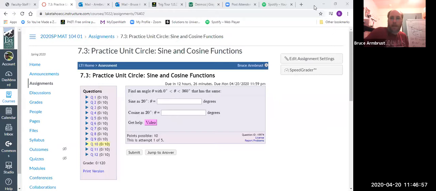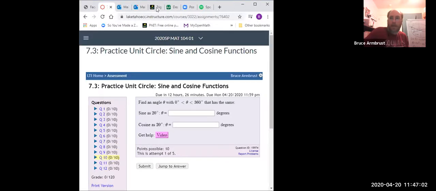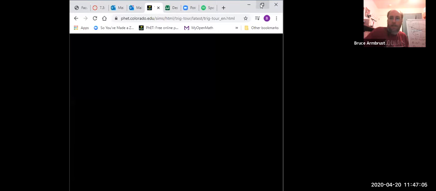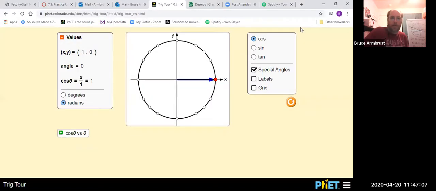So I'm going to share my screen again, and I'm going to bring up something that I showed you before, which was that Trig Tour thing that we saw from the University of Colorado. So hopefully everybody can see it, and you remember this from before. So this is a picture of the unit circle. I've got it set right now for special angles. So if we move, you can see that this is the first special angle. It's pi over 6. It gives us the x and y coordinates on the unit circle.